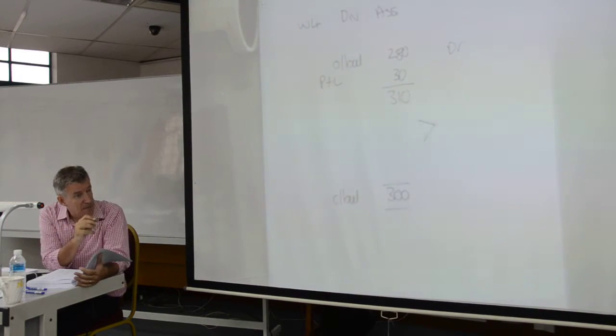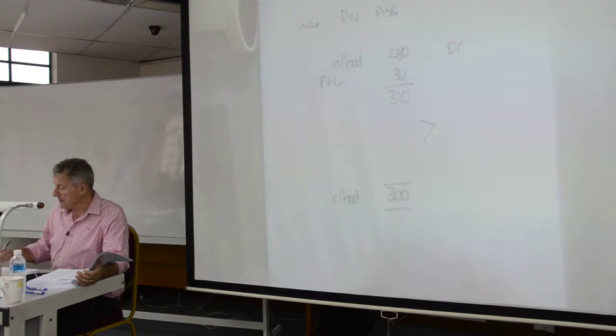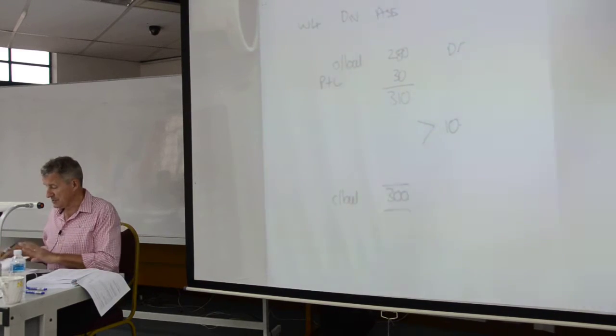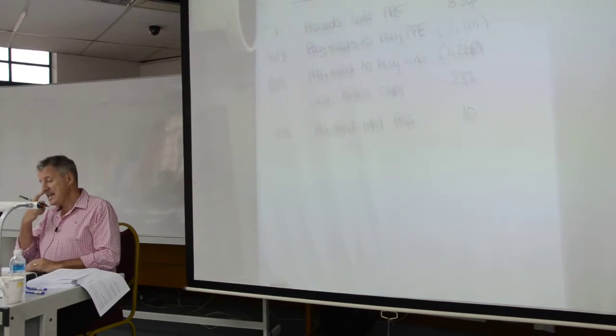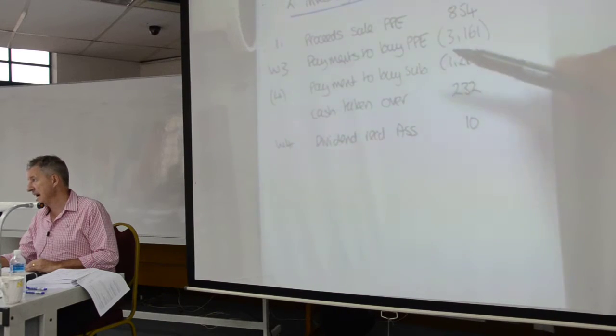Associates only go up by the retained profit. And although I've made a profit of 30, it's only gone up by 20. So I've received a dividend of 10 because it only goes up by the retained profit. So the dividend received from the associate is 10. See how important it is to know your pro formas because it acts as a prompt.